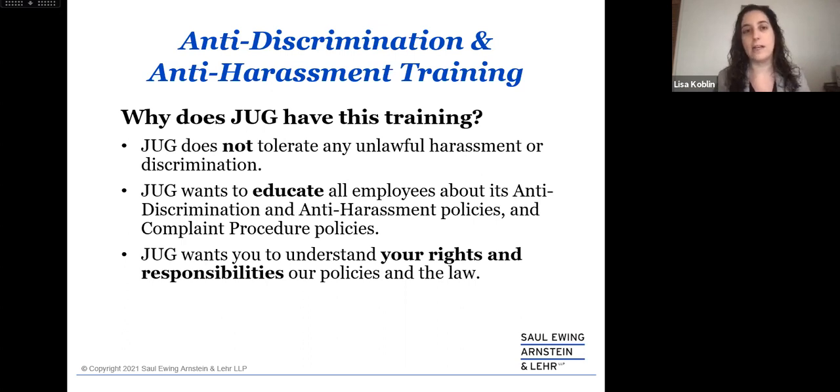So my portion is starting with our anti-discrimination and anti-harassment policies. Obviously, I would hope that you all know that JUG does not tolerate any unlawful harassment or discrimination towards any of its employees in the workplace. And it does this training to remind everyone about its policies, make sure that everyone is informed about the law, and so that you all understand your rights and responsibilities and feel comfortable understanding what the policy and procedure is regarding complaints and just how the policies impact the workplace. Next slide, please.